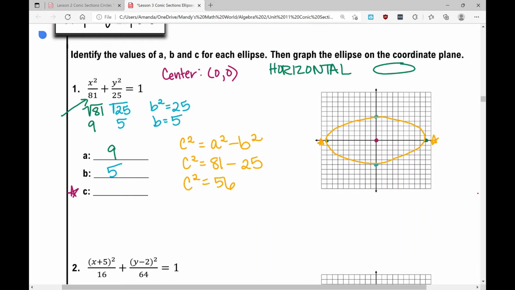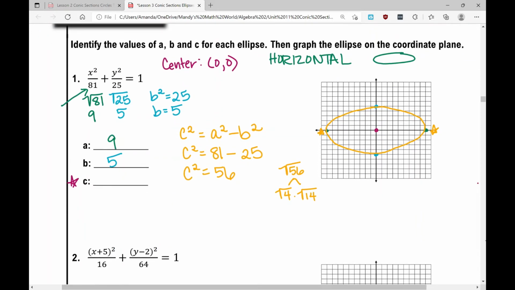Well, I want the value of C. 56 is a non-perfect square. So how do I simplify this non-perfect square? The largest perfect square that goes into 56 is 4. 4 times 14 is 56. Therefore, the square root of 4 times the square root of 14 is the square root of 56. I can simplify the square root of 4 to 2, and 2 times the square root of 14 I can write like that.